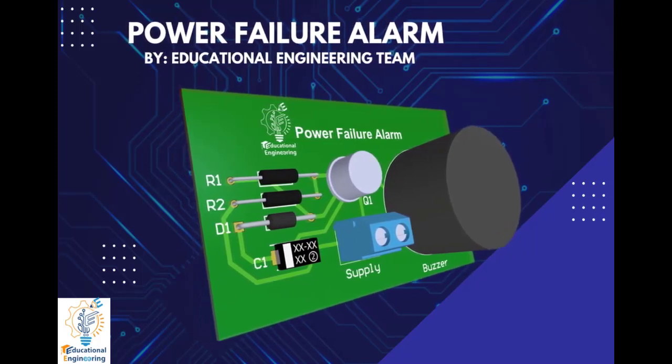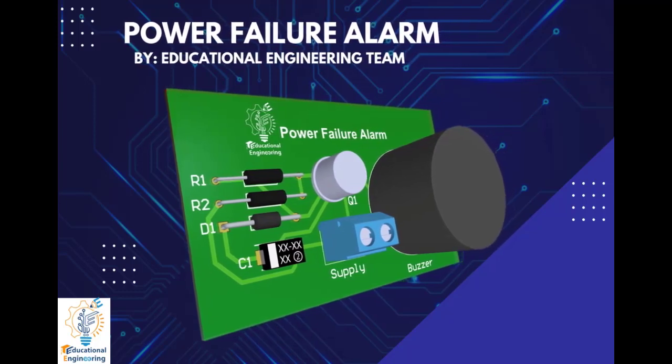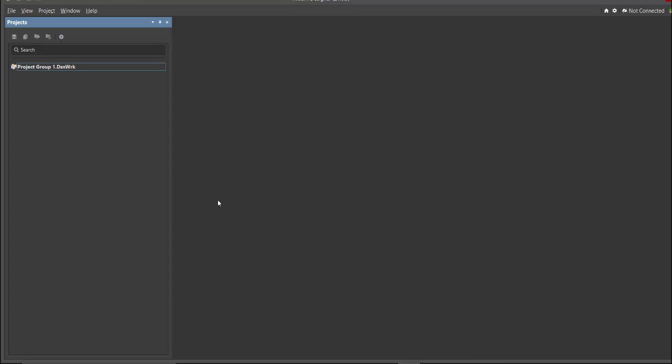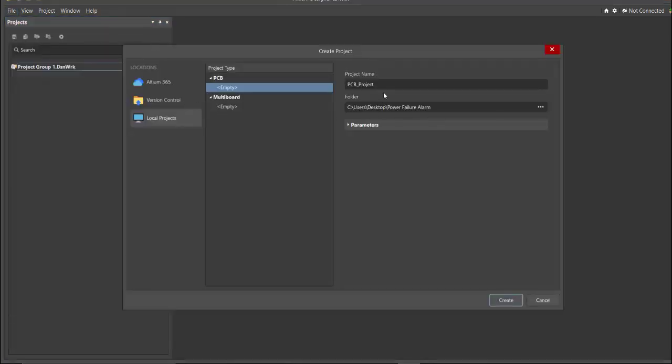We'll go over in more detail how to design it using Altium Designer, so now, let's get started. First, you should have a PCB project file. In order to have a PCB project file, click on File, New, then Project. Then, you can set here the project name and the folder where you want to save your project. So for this case, let's put Power Failure Alarm in the project name.